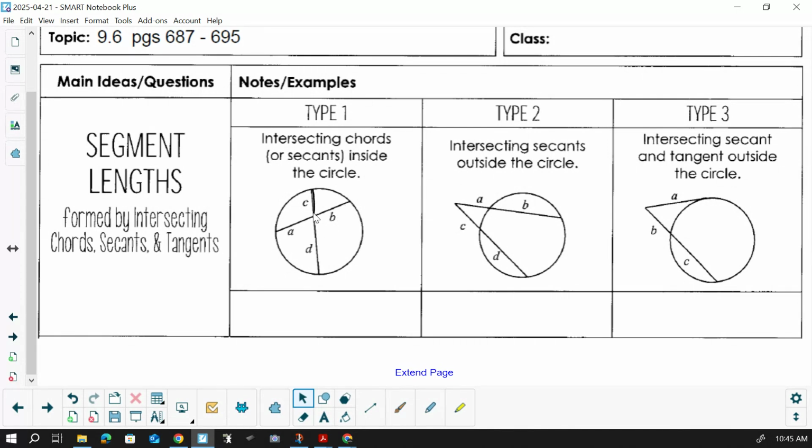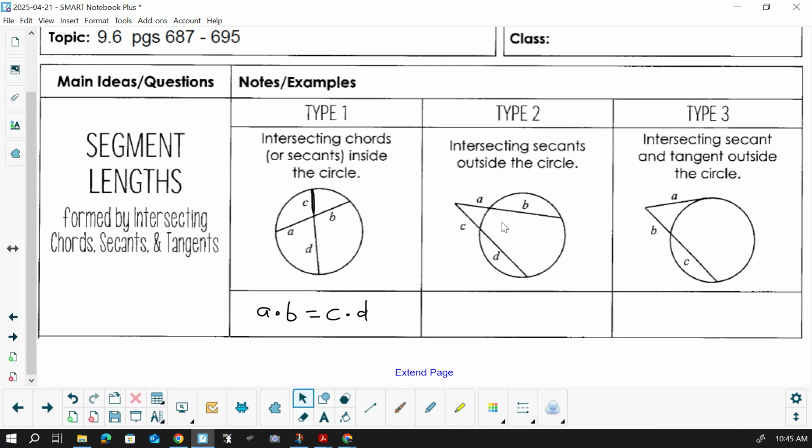So if I were to measure how long that line is, it'd be this number right here, C, A, okay? So here's how this is going to work for this first one here. Along this line right here, the A times the B, whatever numbers those are, A times B, will be equal to C times D. Okay? So this is the easiest one when it's two chords intersecting inside of a circle.